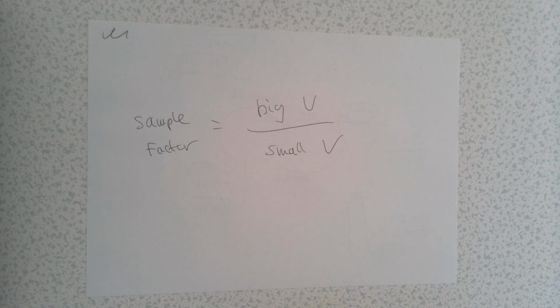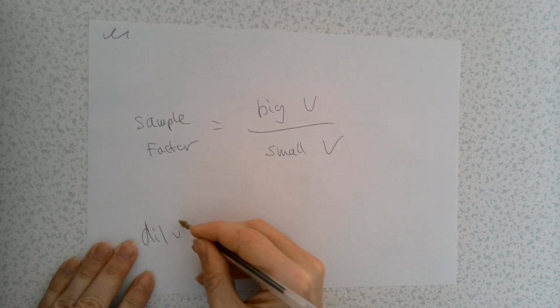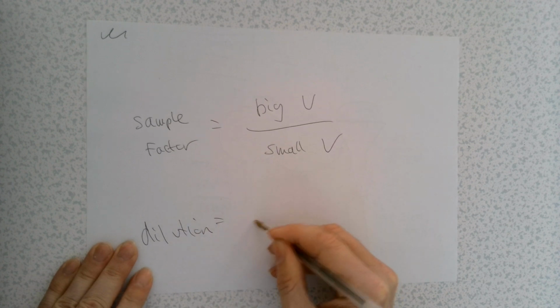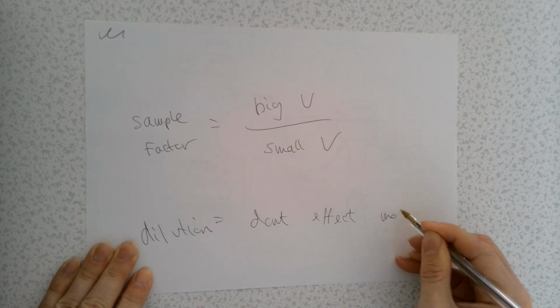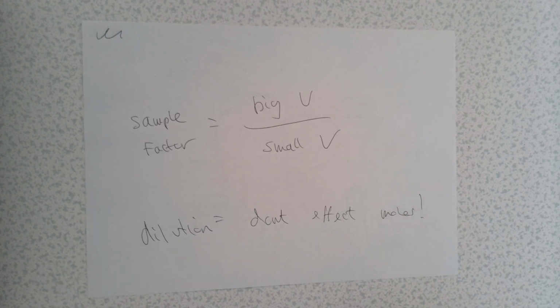Okay. If you've got a dilution, the thing to remember is they don't affect the moles of chemical. They will affect the concentration, but you shouldn't be working in concentration. You should be working in moles. So you can just ignore it.